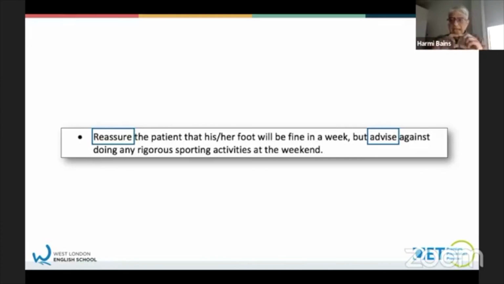Like I said, really analyze the tasks, because you have tasks within tasks. A little bit like where the first task said find out. When you look closely, there are actually 4 things to find out. Here, when you look closely, it's actually 2 tasks. You've got to reassure, but also you have to advise as well.